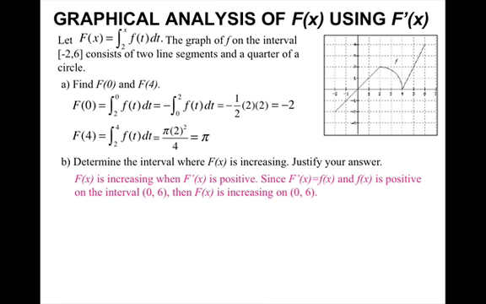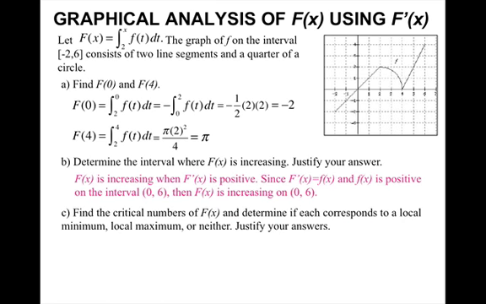big F is increasing when the derivative of big F is positive. And since the derivative of big F equals little f, and little f is positive on the interval from 0 to 6, then big F is increasing on 0 to 6. All right, for part C.